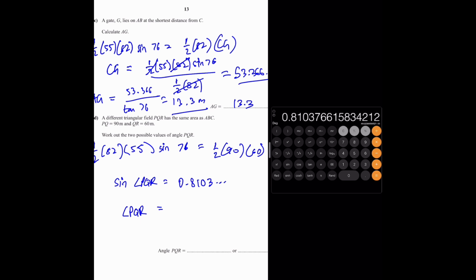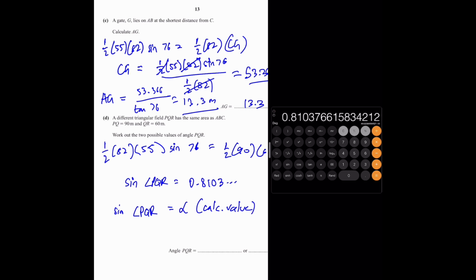The first one is just going to be the calculator value, which we'll call alpha. So let's just write sine PQR equals alpha, the calculator value. And the angle PQR can be alpha or 180 minus alpha, since this is positive. If this was like some negative 0.8103..., then of course it would change. Then it would be either the calculator value or 540 minus alpha.